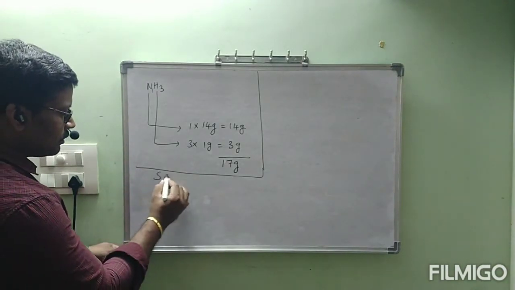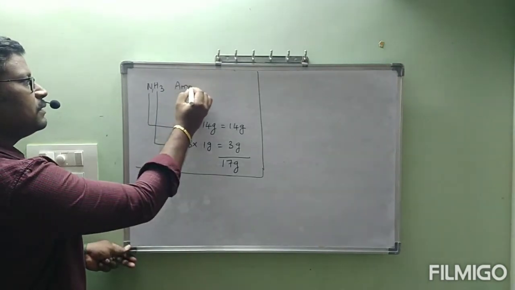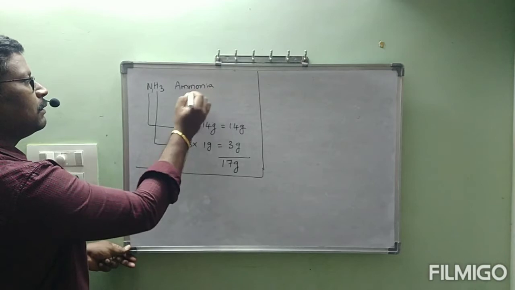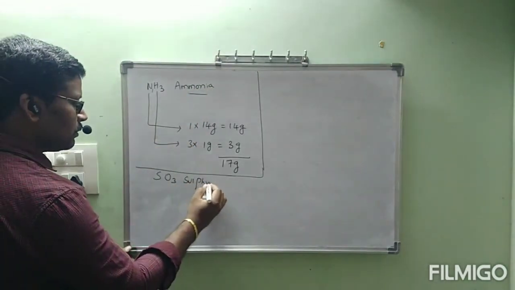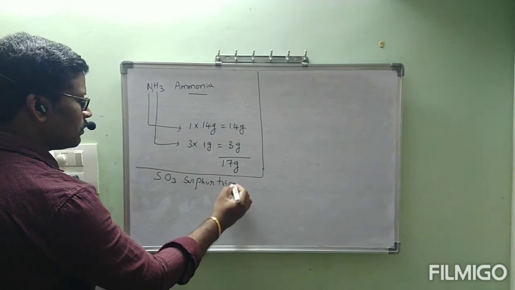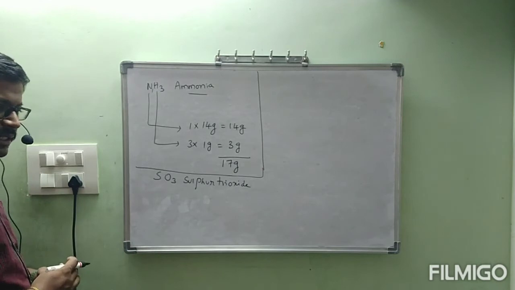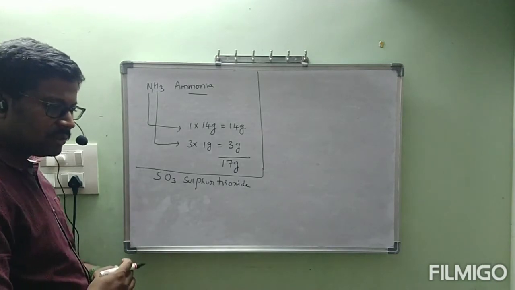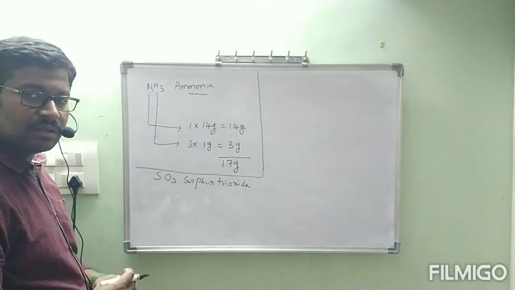SO3, sulfur trioxide. The name of NH3 is ammonia. Sulfur trioxide has two elements. Those two elements are sulfur and oxygen. 1 sulfur, 3 oxygens.